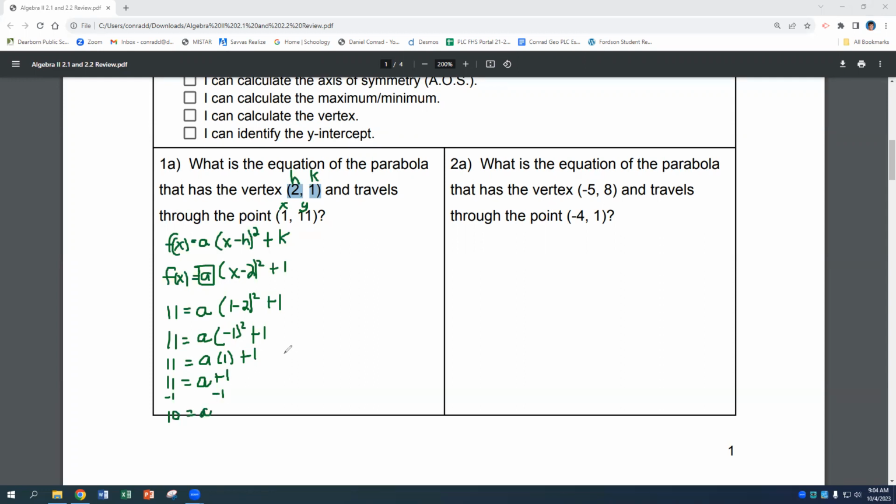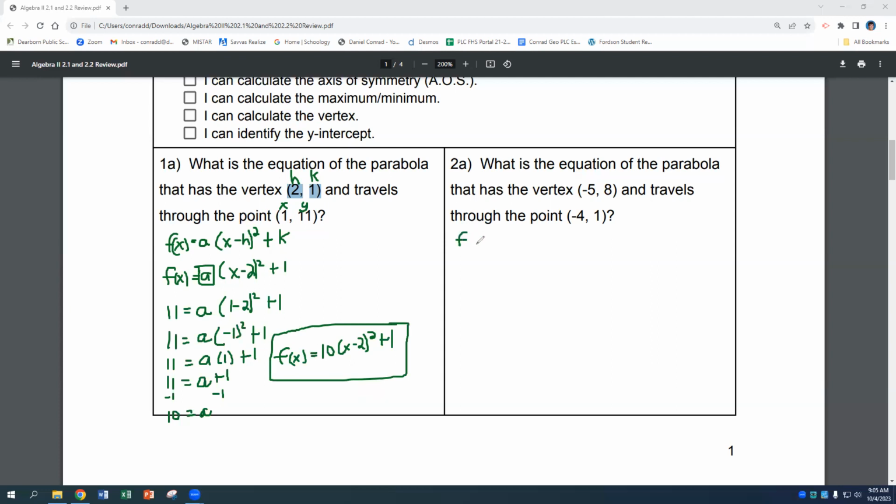So now I can write my equation: f of x equals 10 times (x minus 2) quantity squared, plus 1. And there's the equation for my parabola. Perfect.